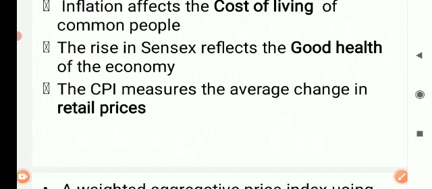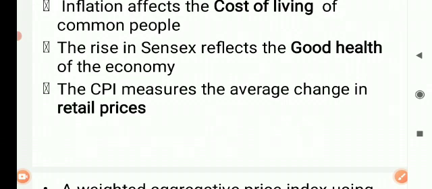The consumer price index always measures the average change in retail prices. What was the price earlier and what is the price at present? We are able to understand that with the help of the consumer price index. Consumers are the last persons who are paying the actual price for a particular commodity, that is called the retail price. Consumers are paying the retail price.